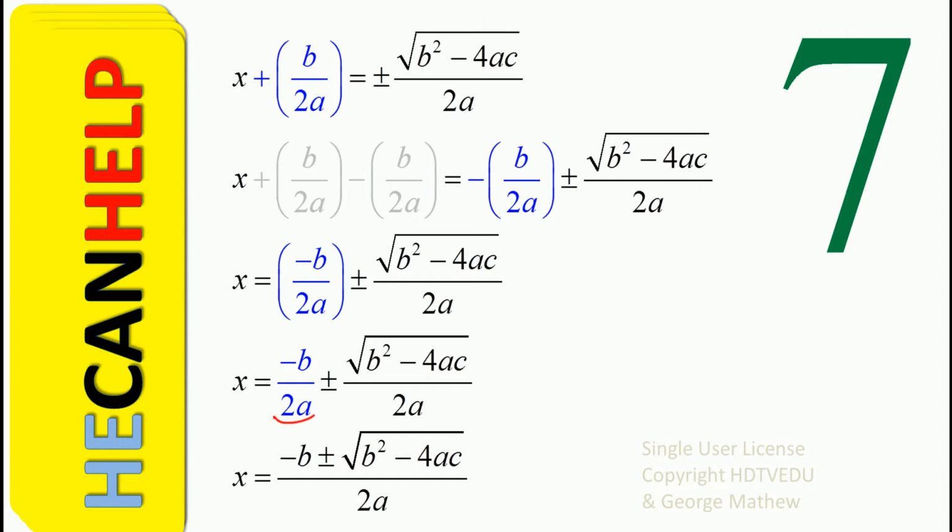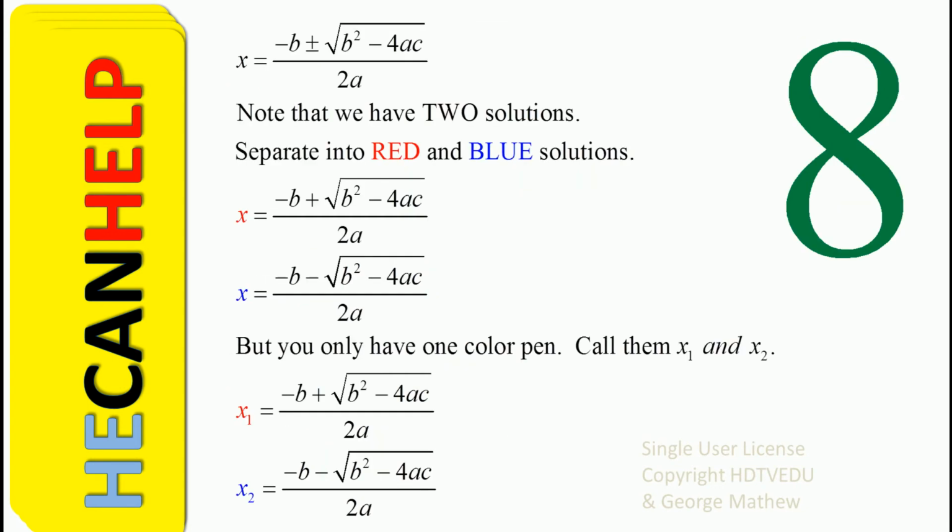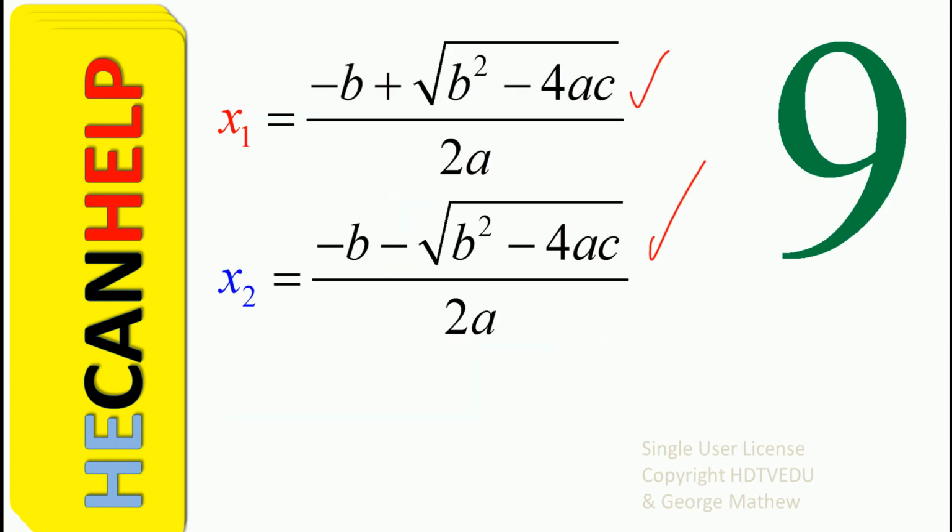And when you have common denominator, what do we get? x equals negative b plus or minus square root of b squared minus 4ac divided by 2a. Plus or minus, so that means we have two solutions. One is the red and the other one is the blue. And instead of calling it red and blue, we call it x1 and x2. It does not matter which one you choose as x1. So we get two solutions.